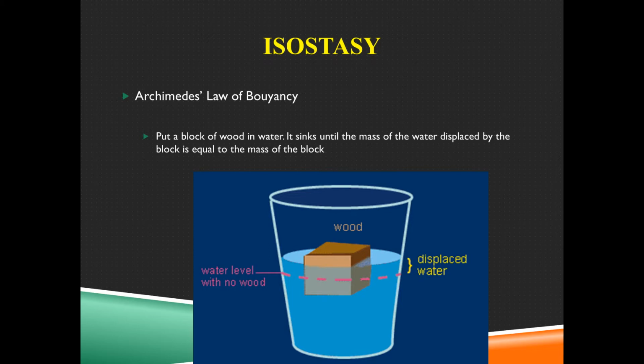Now it works for things besides wood and water. This is how we can have a ship float on the water. A big, massive, huge ship made of steel can float on water because it has lots of space inside. It's not solid steel. Therefore, it can displace a lot of water, enough to equal the mass of that boat, and it floats.